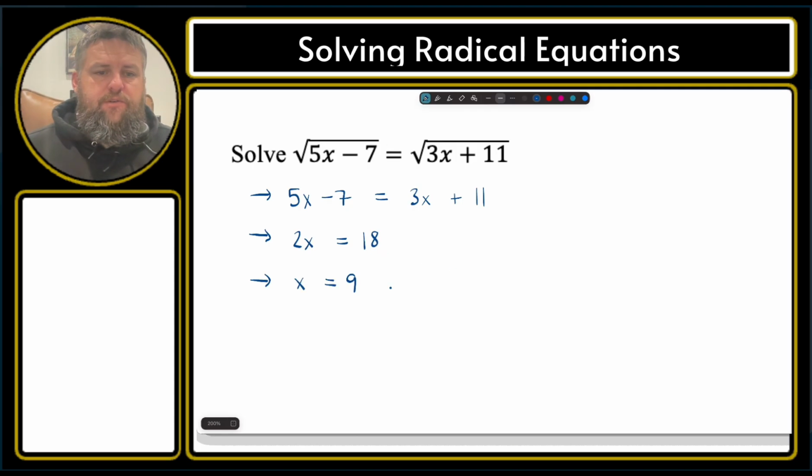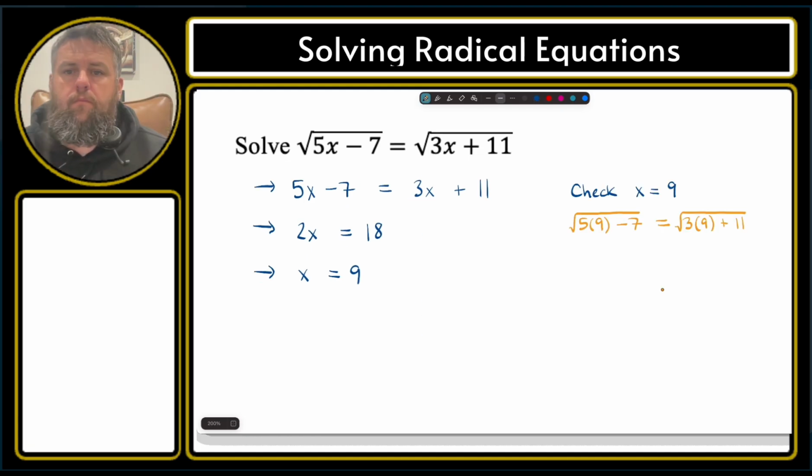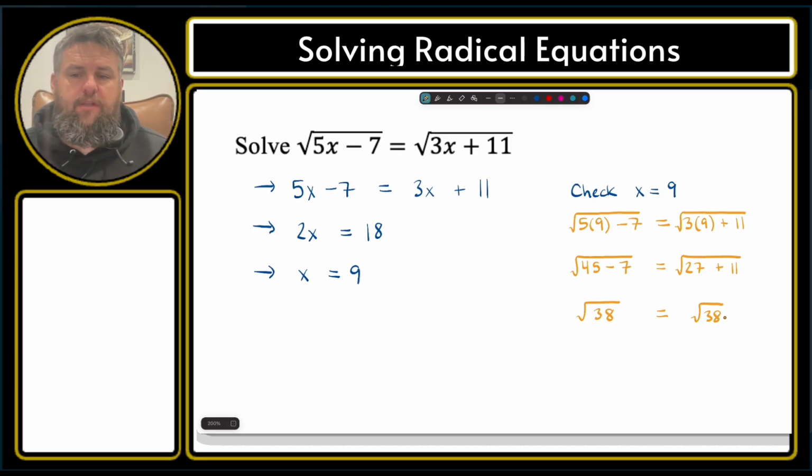So with our solution of x equals 9, we next need to check to make sure that that solution is actually good and not extraneous. After running it through the check, we get square root of 38 is equal to the square root of 38. I think we can all agree that this is the exact same number. So we can say that this is a very good solution.